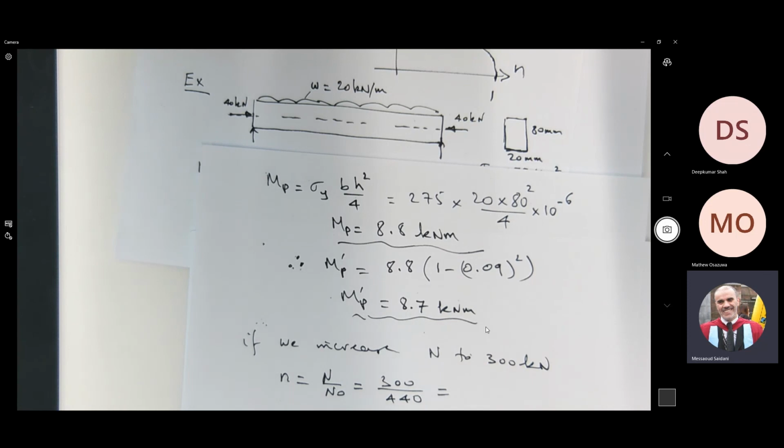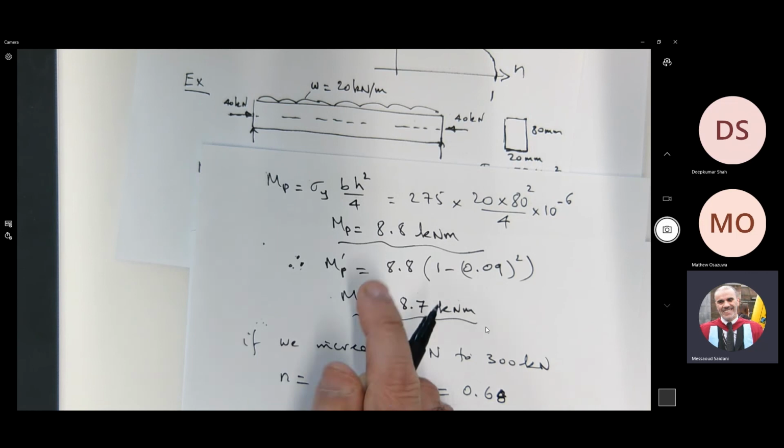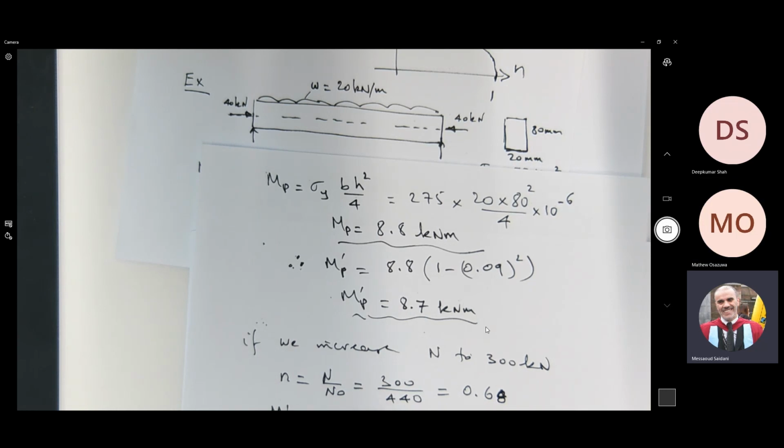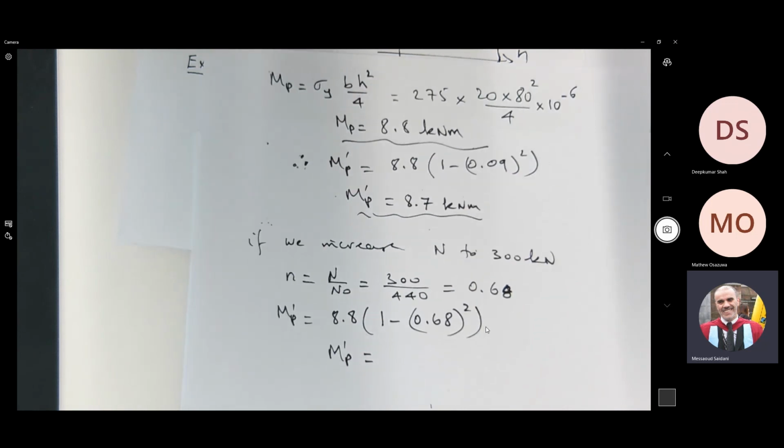So what's the new value of N? 0.68. Thank you. So now the new value of MP dash will be, MP is 8.8, times 1 minus 0.68 squared, which is? 4.73.